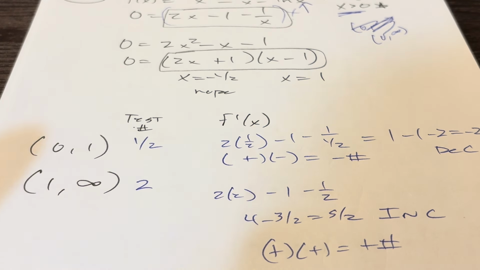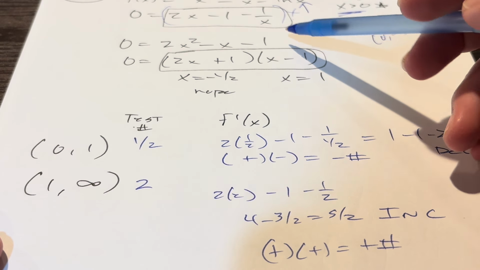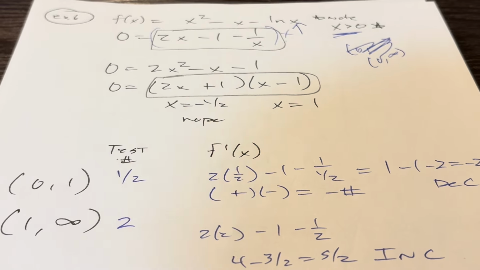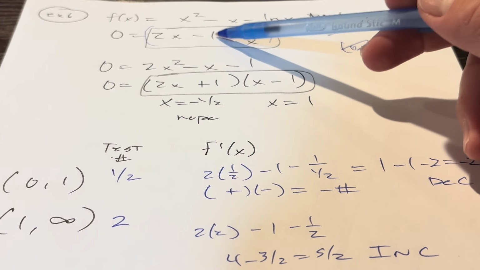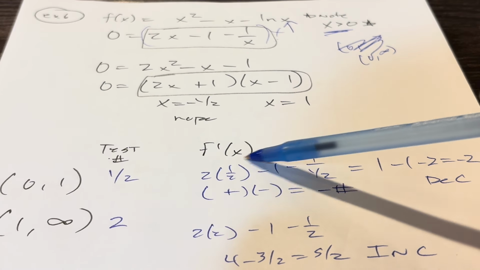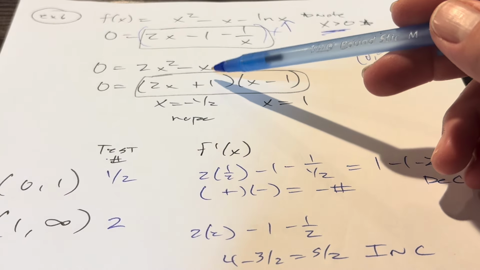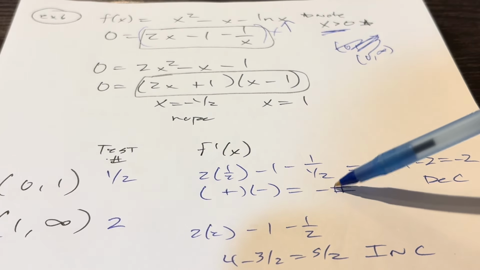What is the test number to use? It's 1/2. Now, you could plug this in anywhere. I could go back to the original derivative, or I can plug it in here. It doesn't matter. If I go back to the original as I've shown here, 2 times 1/2 minus 1 minus 1 over 1/2, these would cancel, and I'd be left with a negative 2. Now, if I plug 1/2 in here, I get a positive times a negative, which is a negative.